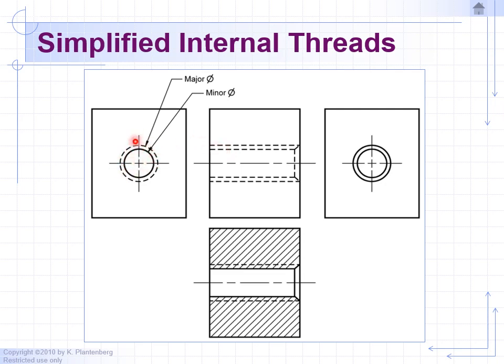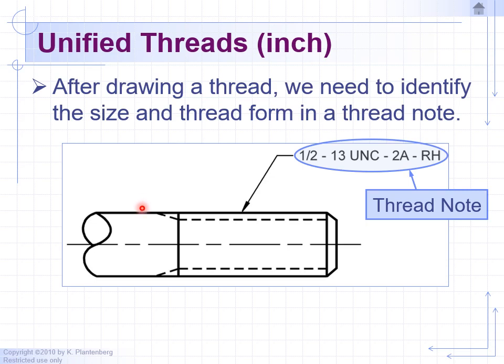From this view, again, we have a block with a tapped hole, as you can see. You would draw a solid object line or circle for the minor diameter and a dashed line for the major diameter, and that would represent the crest and the root of the threads. Okay, so let's take a look at an example again of threads. This is the simplified version.